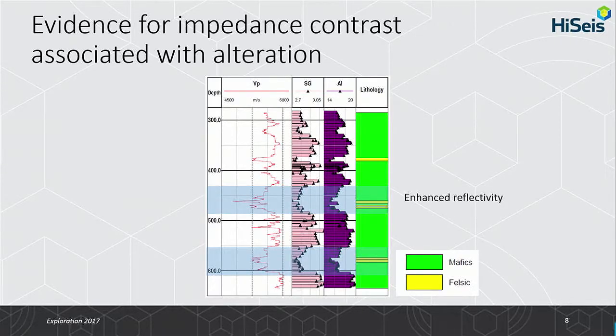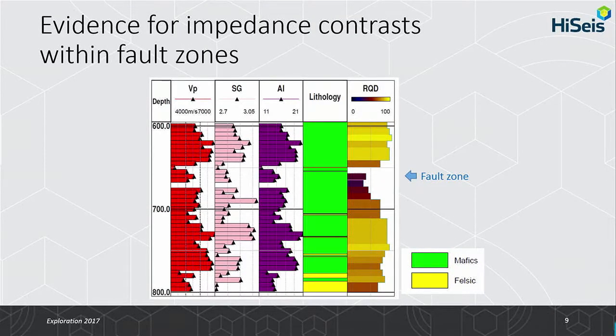The upshot of that is that you can get enhanced reflectivities from such features where you have that surrounding alteration zones. It's well known that fracturing reduces seismic velocity and therefore can cause an acoustic impedance contrast. But again, alteration around fault zones can increase the reflectivity.